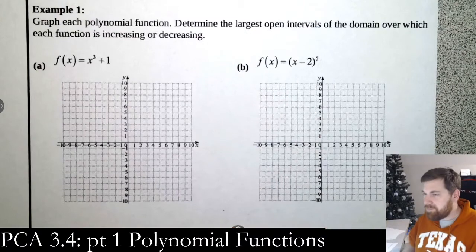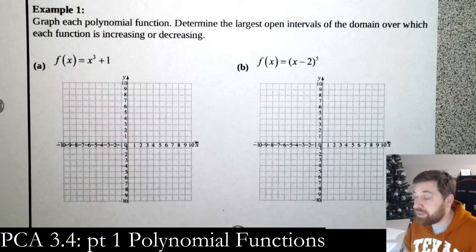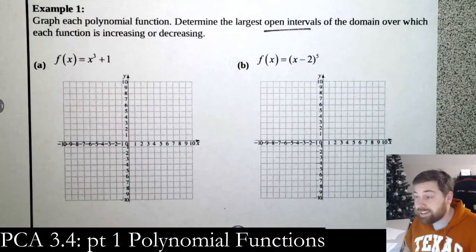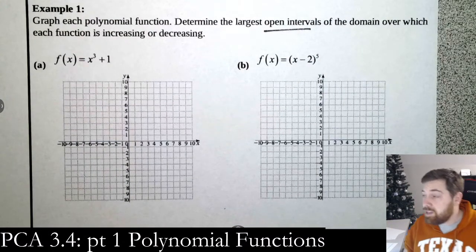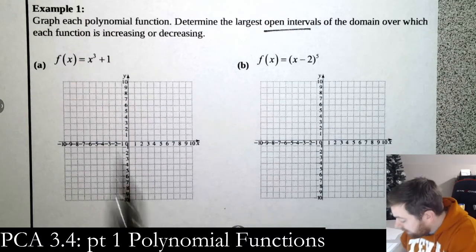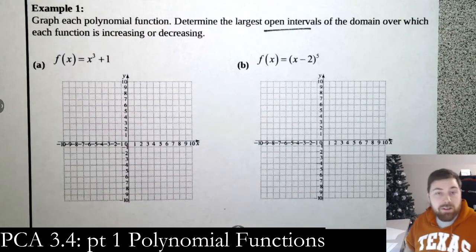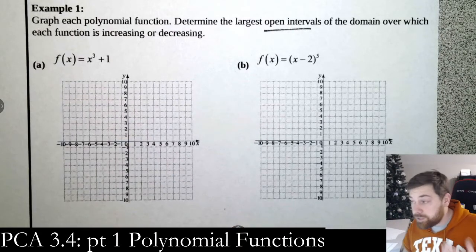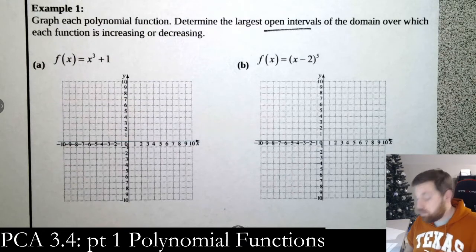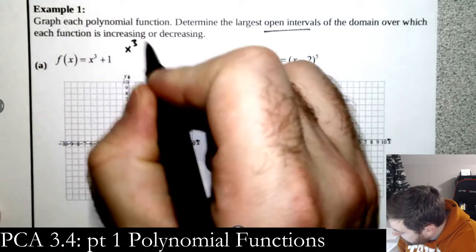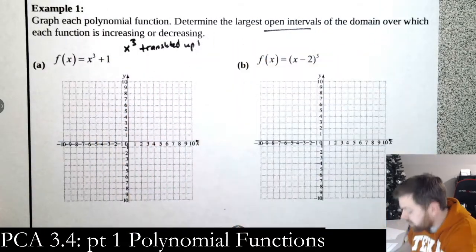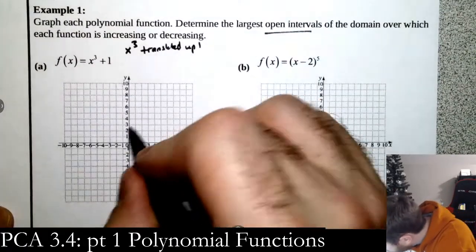So the directions say graph each polynomial function, determine the largest open intervals of the domain over which each function is increasing or decreasing. That's it. So we want to get the biggest intervals over which they're increasing and decreasing. So, x cubed plus 1. Now you could make a table and graph that, totally fine. You could use decimals, whatever you wanted to do. But we know what x cubed looks like, and this is just x cubed translated up 1. That's all this is. And so we're going to draw the x cubed function, but we're going to move it up 1.